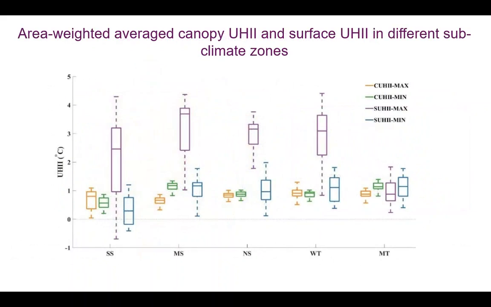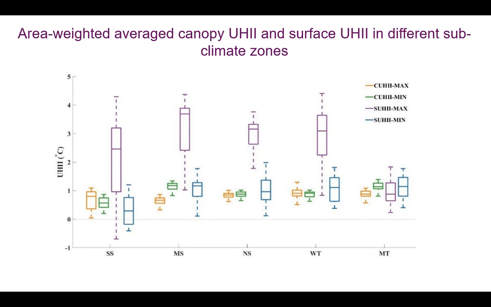Then, as discussed previously in this session, we can calculate the urban heat island using both surface temperature and near-surface air temperature, and we can also use the maximum value and the minimum value. We can output a lot of urban heat island intensity based on our simulation. In this slide, I just show the surface urban heat island and canopy urban heat island based on the maximum and the minimum calculation.